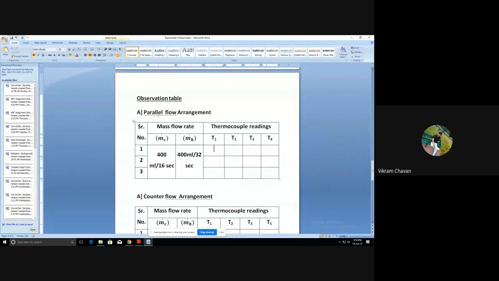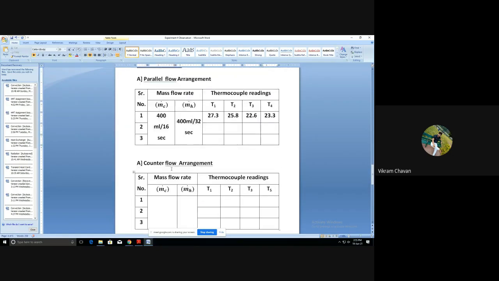Now tell me the temperature values in case of the parallel flow. T1 is 27.3, T2 is 25.8, T3 is 22.6, and T4 is 23.3. Okay. The next, the counter flow reading.